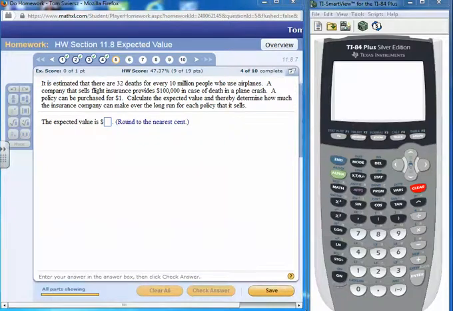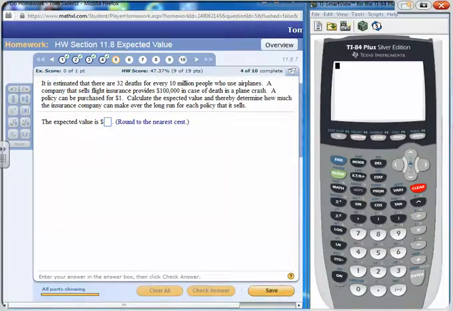Okay, in this session, we're going to go ahead and do homework exercise number 5 from section 11.8, which is expected value. All right, let's go ahead and read through the problem and see what it says. It is estimated that there are 32 deaths for every 10 million people who use airplanes. A company that sells flight insurance provides $100,000 in case of a death in a plane crash. A policy can be purchased for $1. Calculate the expected value, thereby determine how much the insurance company can make over the long run.